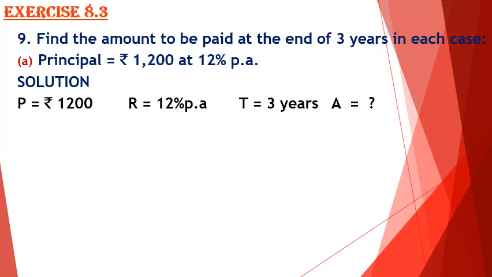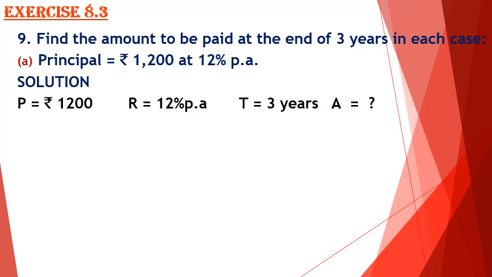Next in the question it is given, find the amount to be paid. So we have to find amount A equal to question mark. At the end of 3 years means time period is given 3 years, so we can write T equal to 3 years. Now see how to find amount A. Do you remember the formula? Yes, amount A equal to P plus I.